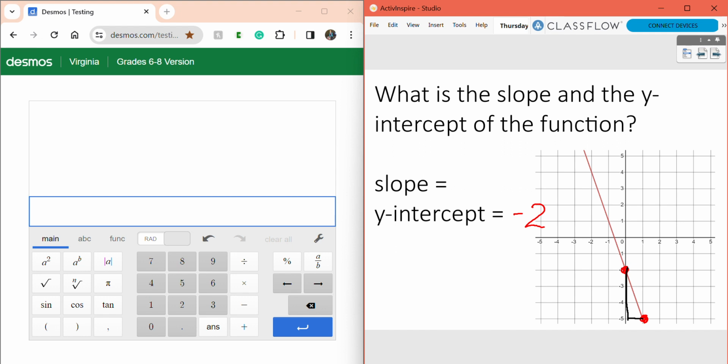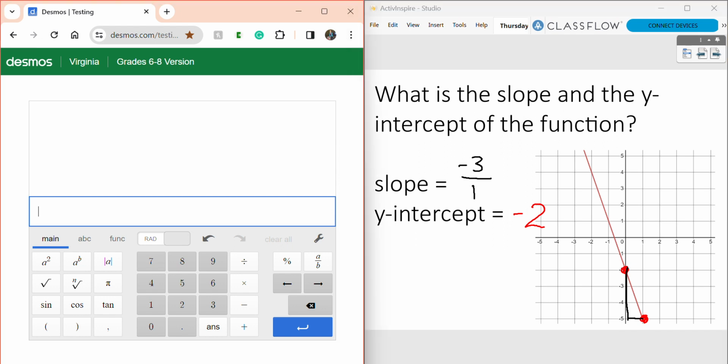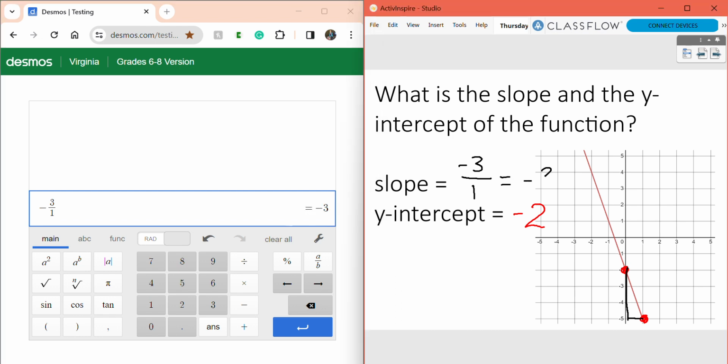So my slope is -3 over 1. But, and this is the reason I've had Desmos open this whole time, I can make that answer look prettier. So I'm going to do -3 divided by 1, and that just equals -3. So the best way to write the slope is -3. It wouldn't be wrong if you did it the other way, but this is the best way to do it. All right, great job.